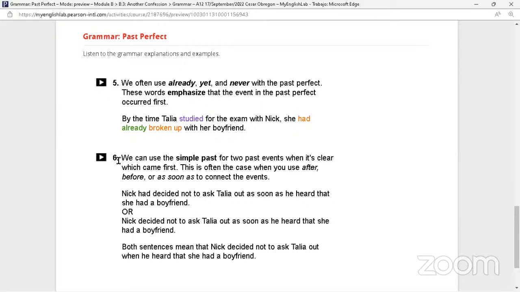Six. We can use the simple past for two past events when it's clear which came first. This is often the case when you use after, before, or as soon as to connect the events. Nick had decided not to ask Talia out as soon as he heard that she had a boyfriend. Or, Nick decided not to ask Talia out as soon as he heard that she had a boyfriend. Both sentences mean that Nick decided not to ask Talia out when he heard that she had a boyfriend.